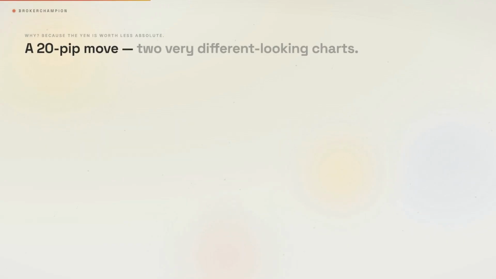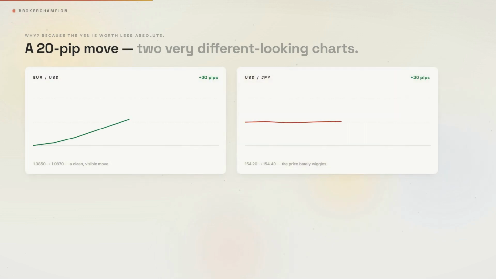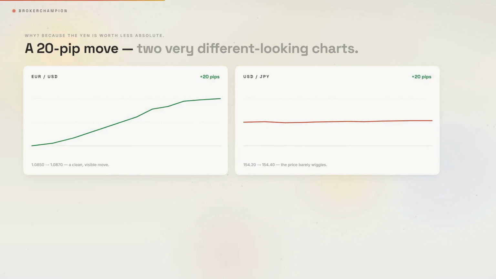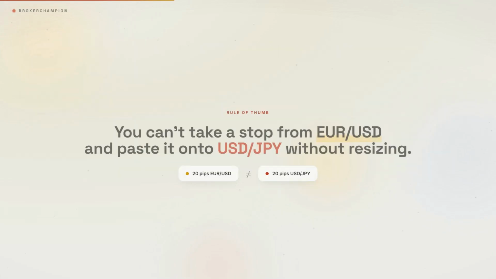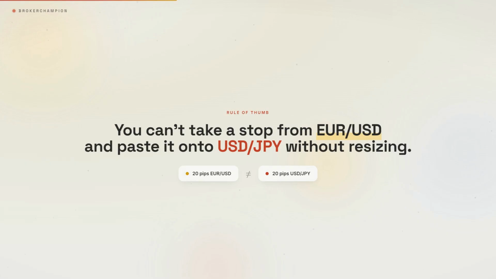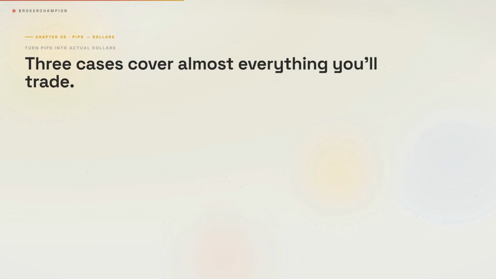Why? Because the yen is worth a much smaller absolute amount than the dollar, so the convention shifted the decimals to keep price movements at a workable scale. Here's the practical consequence. A 20 pip move on USD/JPY looks visually tiny on the chart. The price barely wiggles, but in dollar terms, it's roughly the same size as a 20 pip move on EUR/USD. Same word, same number, completely different looking chart. This is exactly why you can't take a stop loss distance that works on EUR/USD and paste it onto USD/JPY without resizing. So how do you turn pips into actual dollars?